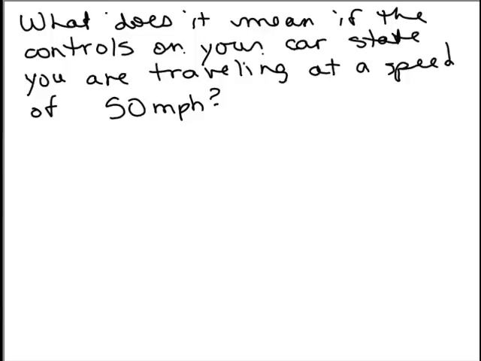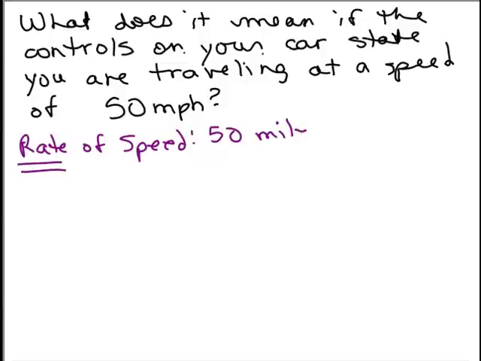So first of all, what does it mean if the controls on your car state you are traveling at a speed of 50 miles per hour? That's your rate. Speed and rate, or rate of speed, you see different things, but usually we call that your rate. This means you're going 50 miles per hour. So that's what those letters mean.